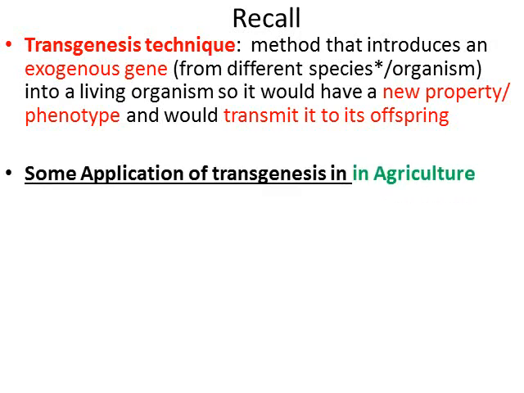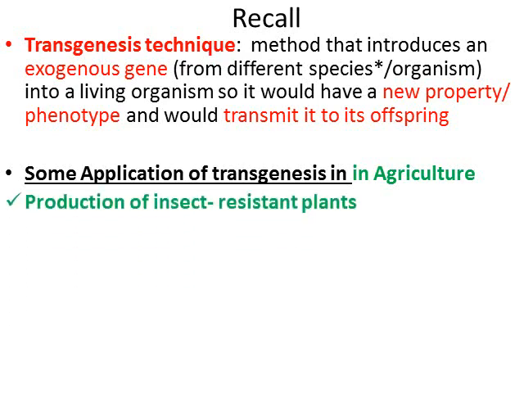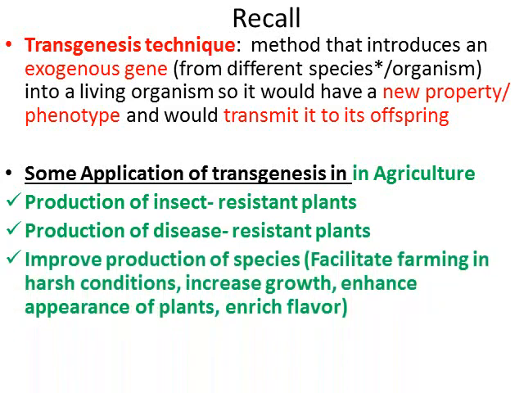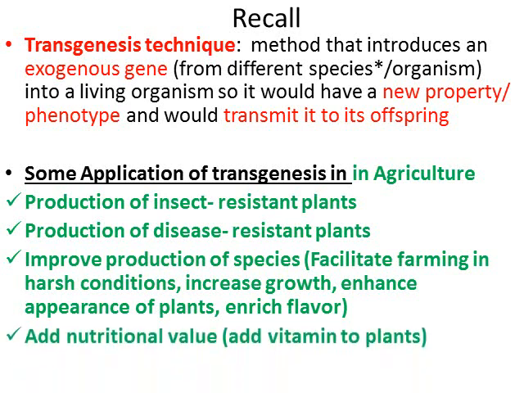Some applications of transgenesis in agriculture: we produce plants that are resistant to insects. We produce plants that are resistant to certain diseases. We can improve the production of a certain species. For example, we can facilitate farming in certain harsh conditions, in certain types of soil, in certain types of weather, and we can increase the growth of a certain plant. We can enhance the appearance of plants, and even we can enrich the flavor of plants.